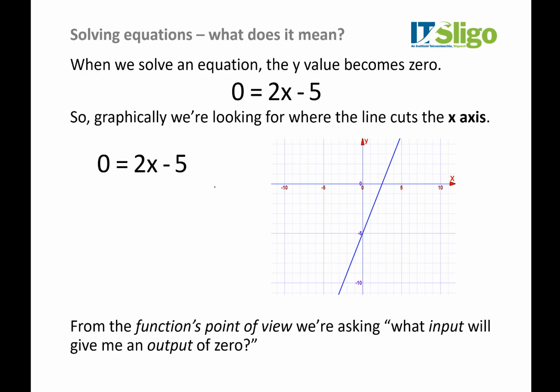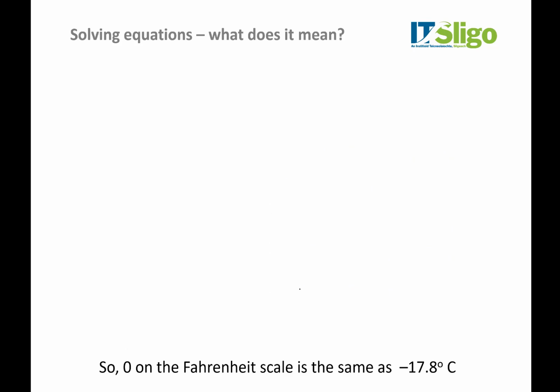So most of you are familiar with this, it's like our formula manipulation. We want to bring the 5 over, so we add 5 to both sides. Now we want to get x on its own, so we divide both sides by 2. And now we know that the input that gives us an output of 0, that input is 2.5. And we can arrive at this, guys, without needing the graph at all.